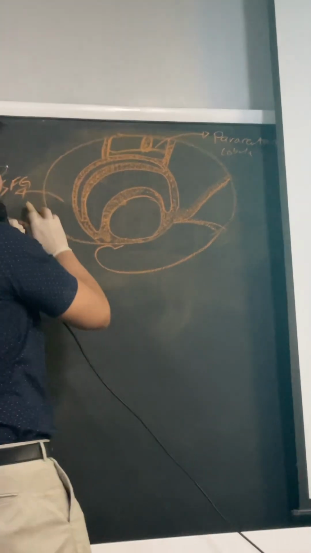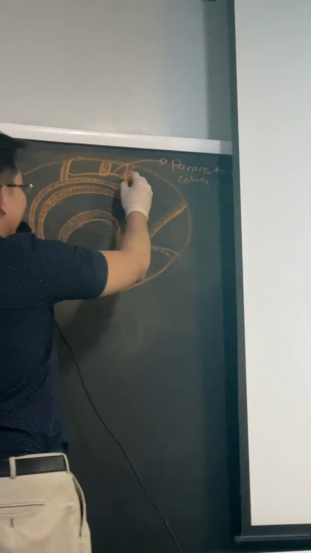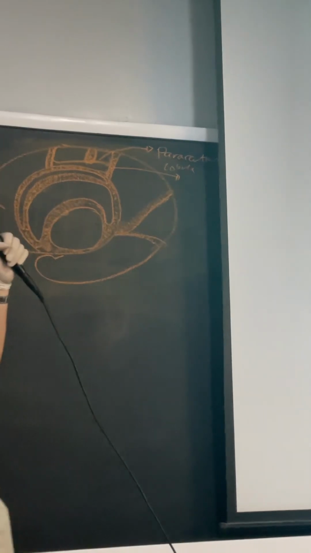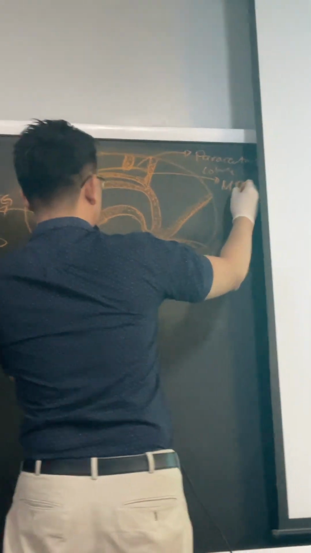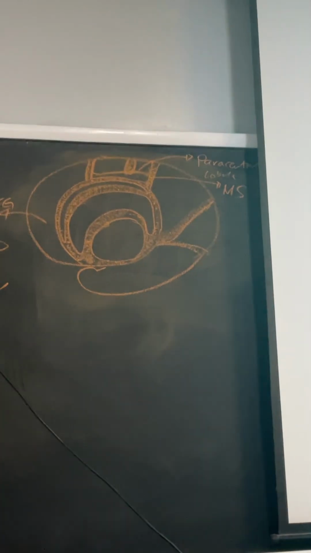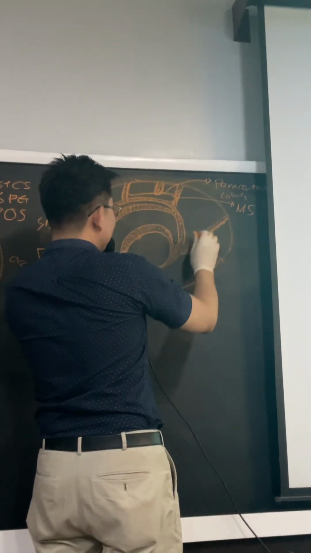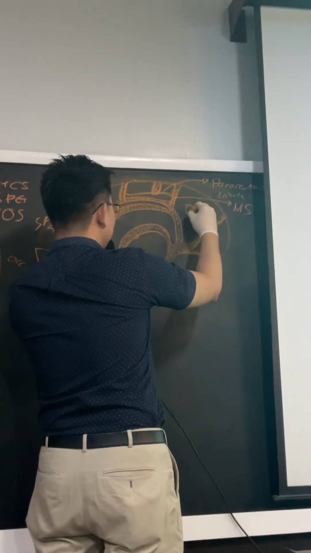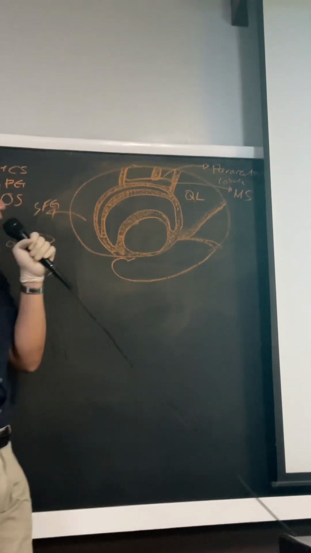If this is the superior frontal gyrus, this is the paracentral lobule. There is a sulcus in there that's called the marginal sulcus. That's the marginal sulcus. And this one here is known as the quadrate lobe. That's the quadrate lobe.